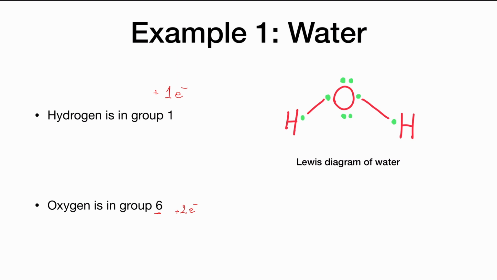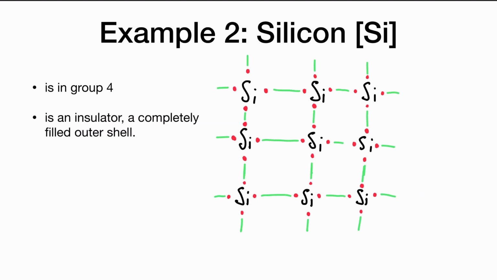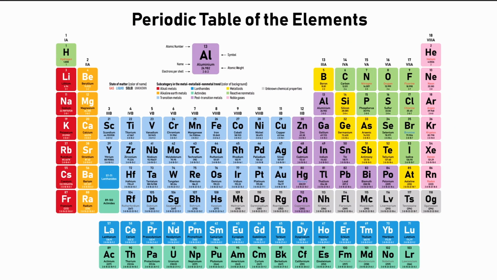Okay, let's consider another example. This example is silicon. Silicon, if we go back to our periodic table of elements, you'll notice silicon is over here. It has 14 total electrons, but notice it's in group 4, which means only 4 of those 14 electrons are available to make bonds. So if you have a large sample of pure silicon, we know that those silicon atoms are bonded through those 4 outer shell electrons.